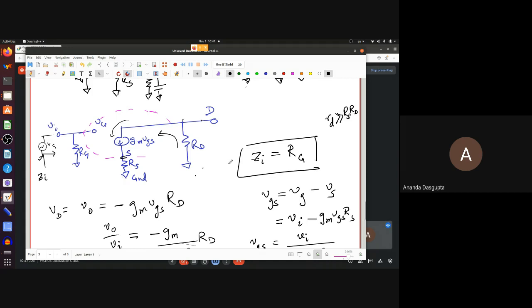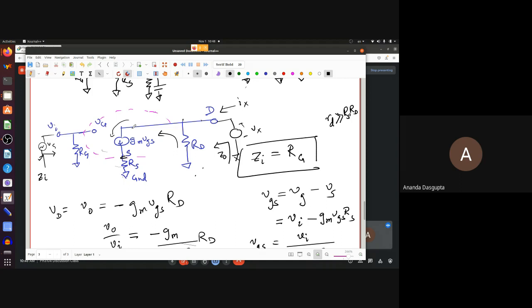And for Z0, it's best not to just try to do it by inspection, but actually connect a VX and an IX. Now, the critical thing is, what you're making 0 is not VGS. What you're making 0 is VI for the Z0 calculation. But VI is not VGS in this circuit. That you have to bear in mind. So making VI 0 makes VG 0, but does not make gm VGS go away. That is what you have to remember.